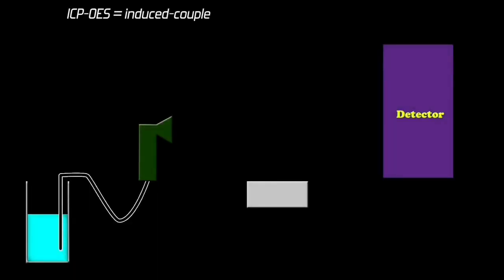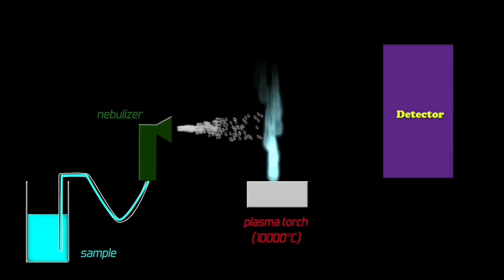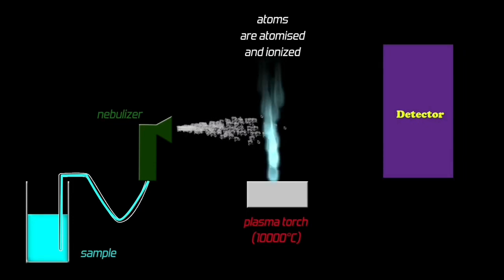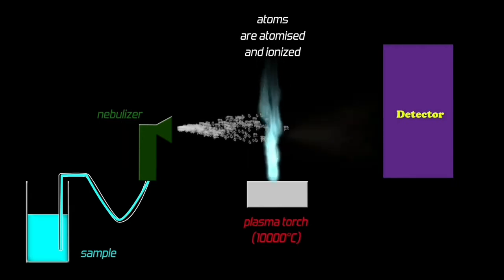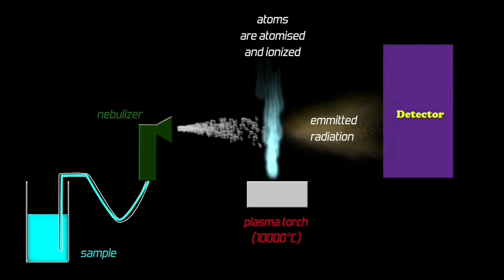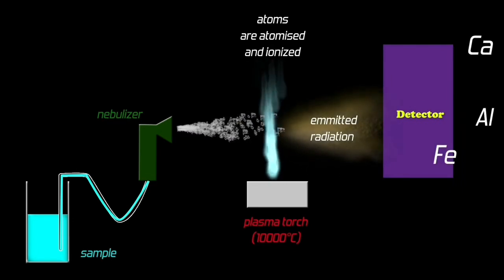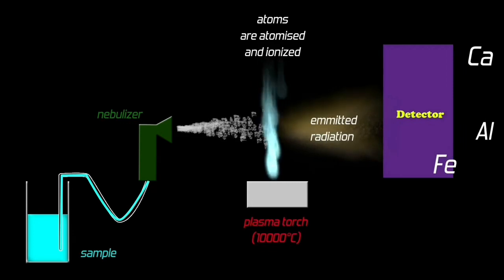Next, we are going to learn how ICP-OES works. Firstly, the sample is transferred into the nebulizer. The nebulizer will convert the liquid sample into fine mist or aerosol. The mist is then directed into the plasma torch. The atoms and molecules are immediately atomized and ionized, and the emitted radiation from the excited ions can be detected and attributed to its corresponding elements.